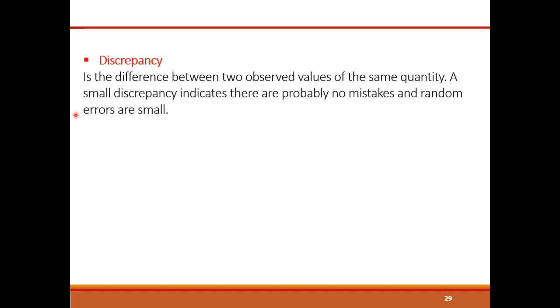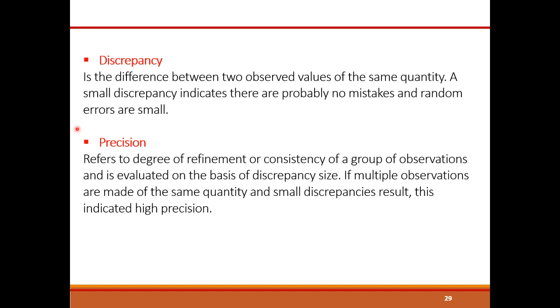Discrepancy. It is the difference between two observed values of the same quantity. A small discrepancy indicates there are probably no mistakes and random errors are very small. Precision. It refers to the degree of refinement or consistency of a group of observations and is evaluated on the basis of discrepancy size. If multiple observations are made of the same quantity and small discrepancies result, this indicates high precision.